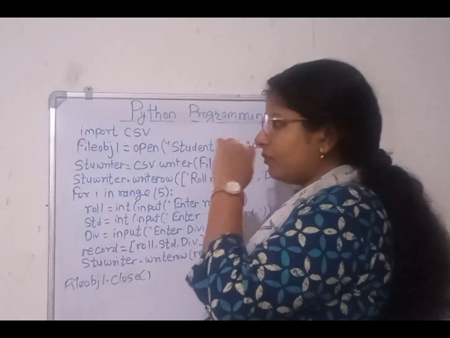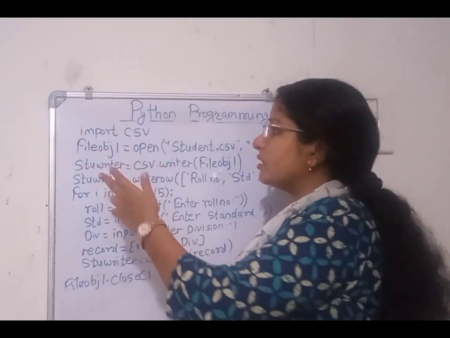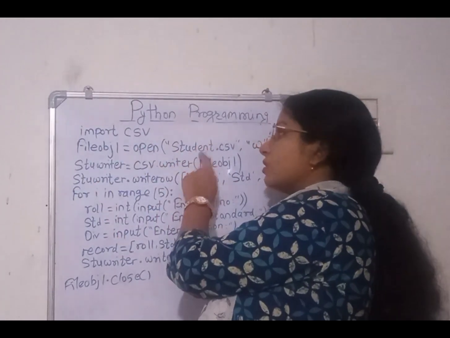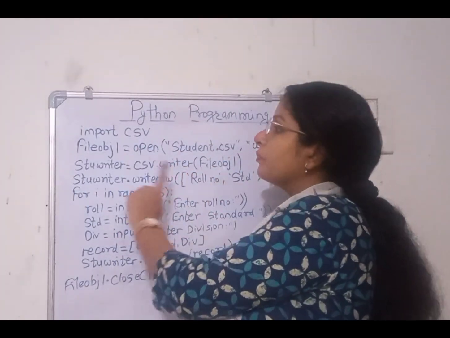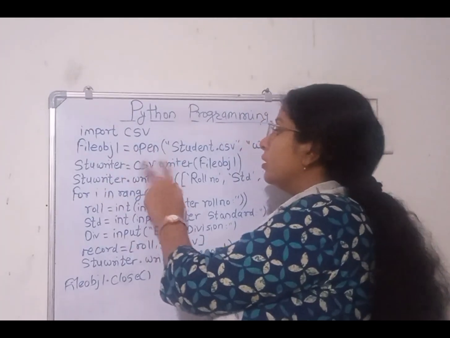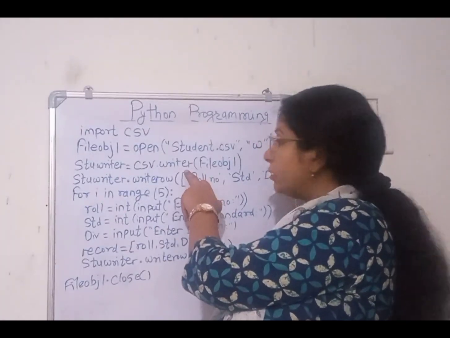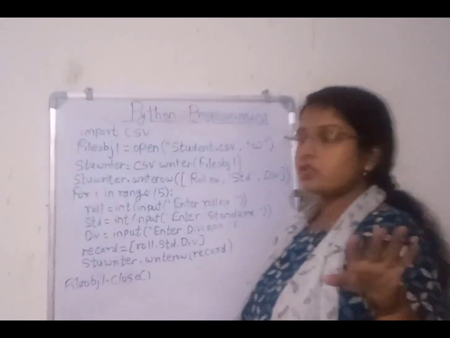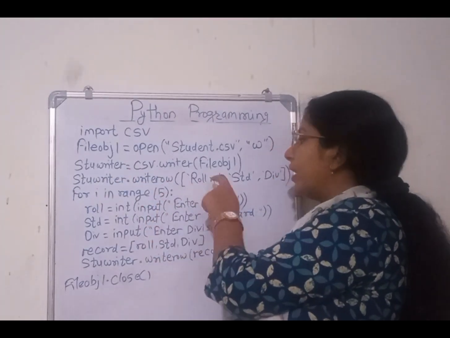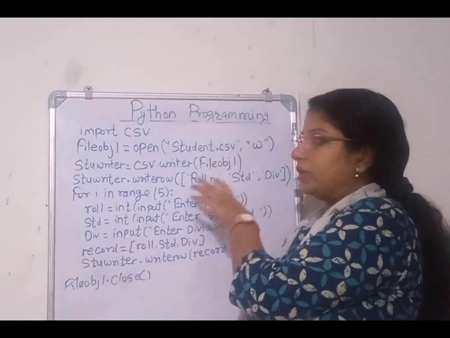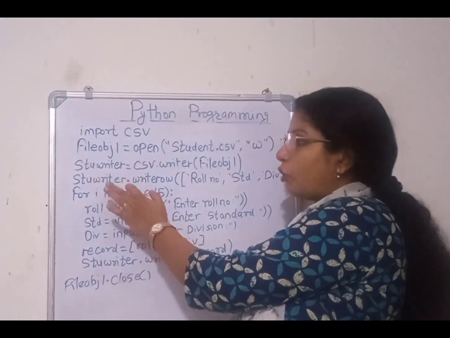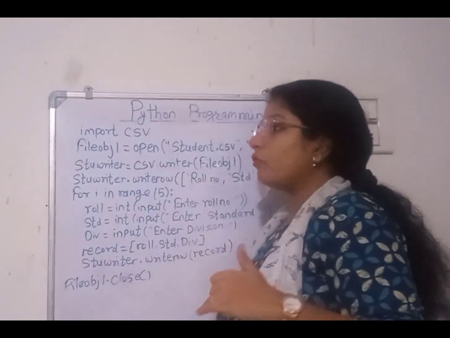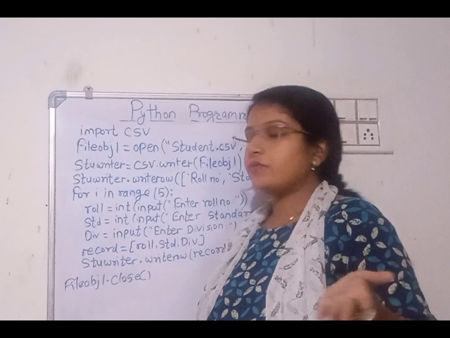What did you perform in this? First import csv, then create the file object, open the CSV file in write or append mode, then create the writer object using the writer method. Keep the file object as a reference. Here I am writing the first row which is fixed, so I am just calling the write row method and mentioning these attributes, the column names. So stu writer, your writer object, dot operator and write row method, then this, and then I want to take the 5 records of 5 students.